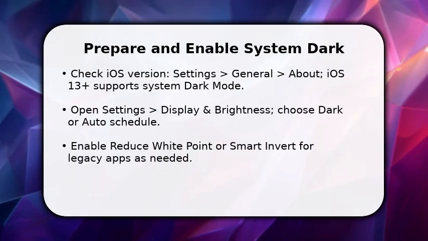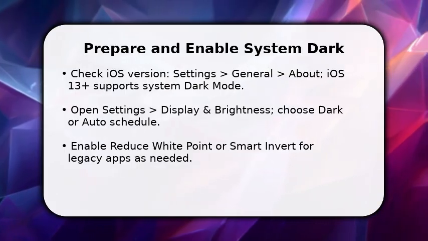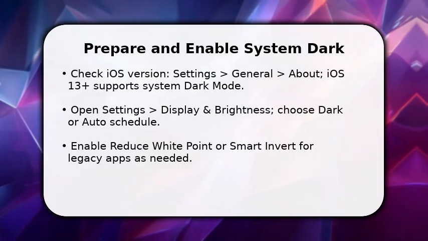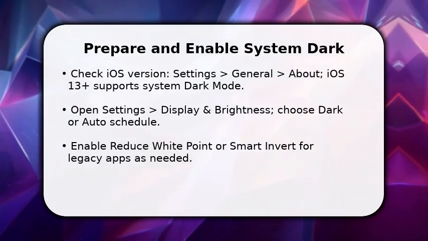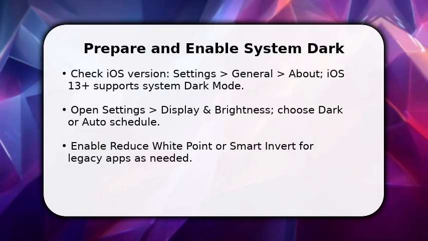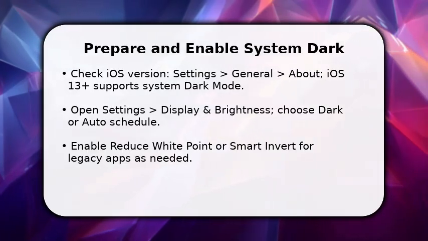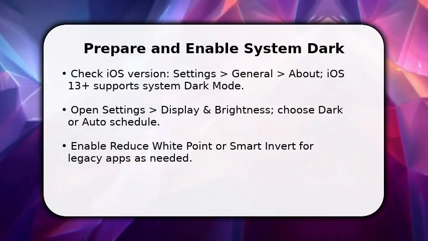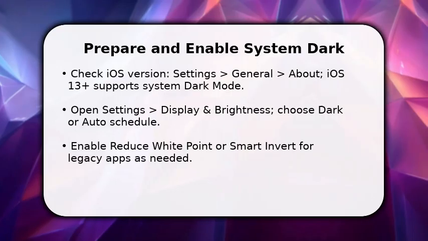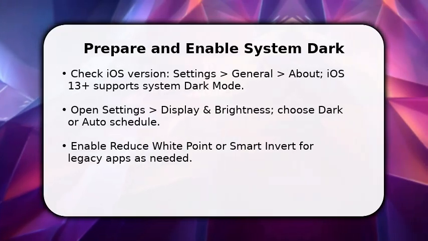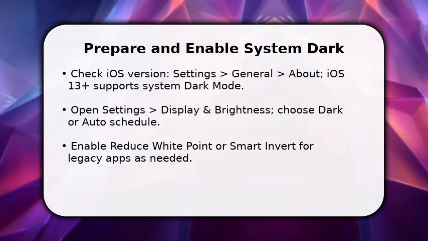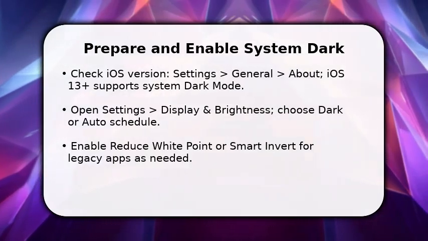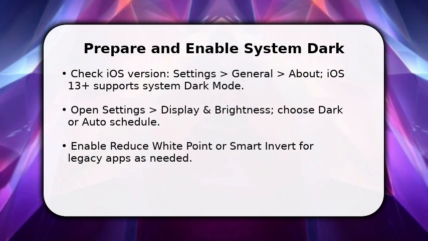You start by confirming requirements. Make sure your iPhone runs iOS 13 or later because System Dark mode arrives there. Once done, open Settings, go to Display and Brightness, and select Dark or Set Auto to follow Sunset. This flips supported apps instantly. If an app looks wrong, enable Smart Invert or Reduce White Point to soften bright elements. These steps change the overall appearance and let individual apps inherit dark themes without installing extra tools.